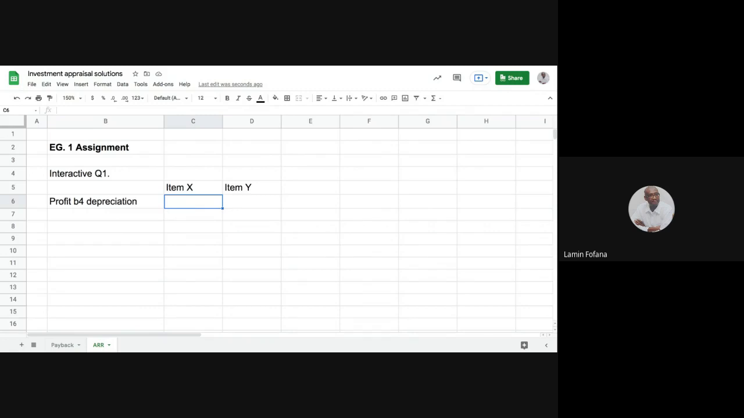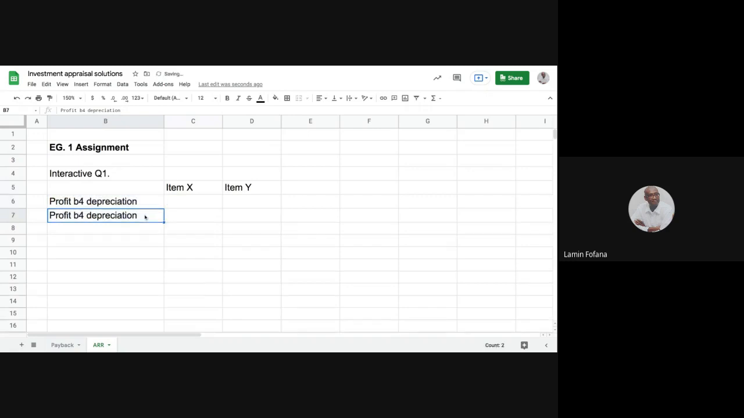Right. So item X, item Y, then we have our depreciation, we have our profit before depreciation. So the next one on our template is what? Profit after depreciation, isn't it? Yes. So say profit after depreciation. Let's put our templates. Let's put our frame. Then after we can plug in the numbers.